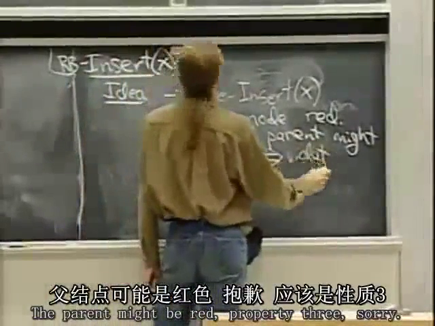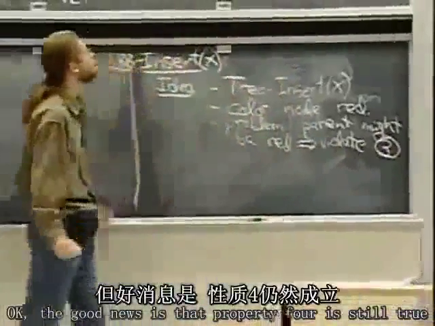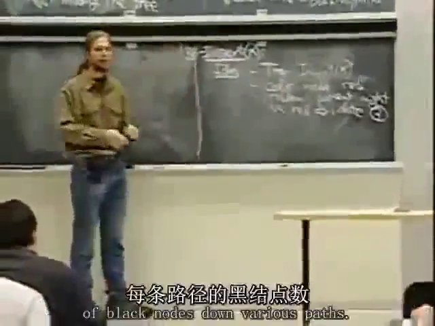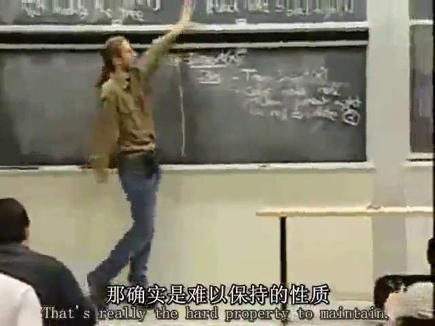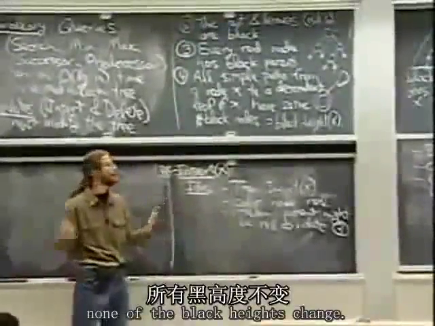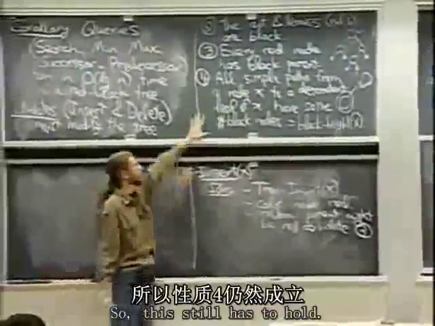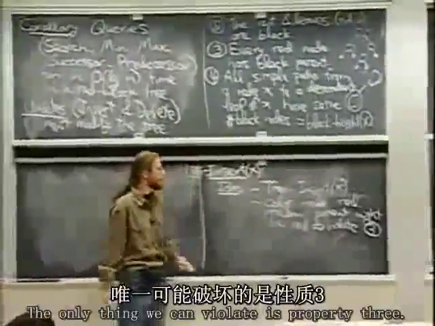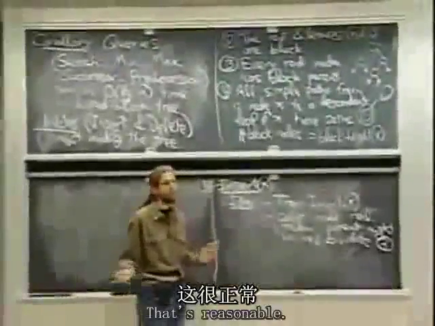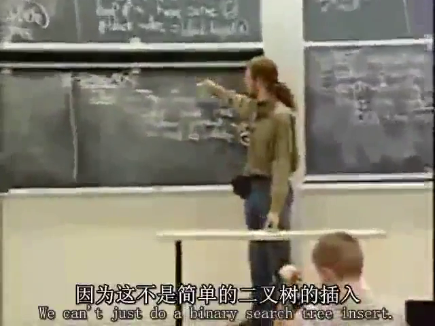Property 3, sorry. Okay, the good news is that property 4 is still true, because property 4 is just counting numbers of black nodes down various paths. That's really the hard property to maintain. If we just add a new red node, none of the black heights change. None of the number of black nodes along a path changes. So this still has to hold. The only thing we can violate is property 3. That's reasonable. We know we've got to violate something at the beginning. We can't just do a binary search tree insert.